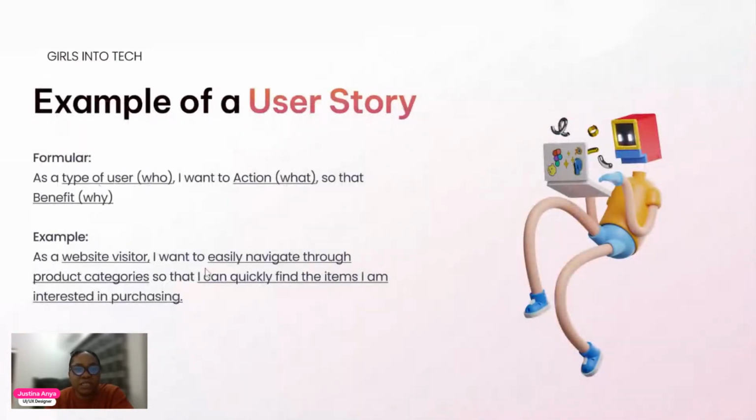So the first thing is as a, then you have the type of user, which is who. As a who, that is the type of user. I want to action, which is what they are trying to accomplish. So that they can get the benefits. That's basically the formula of creating a user story, right?